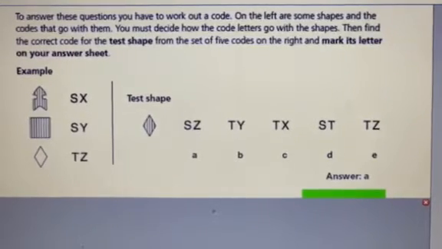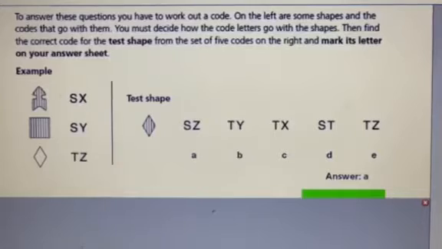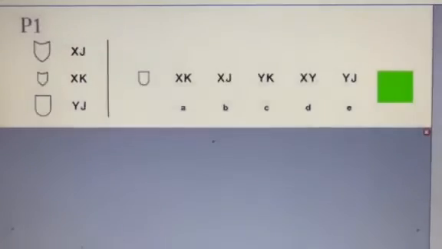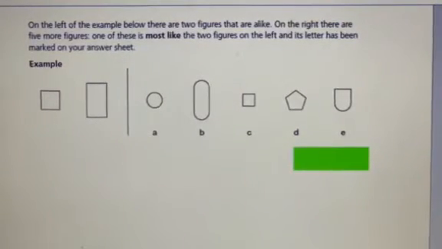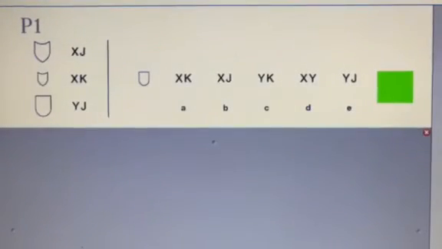Now the next ones you're going to have a try on your own. Have a look. Remember, what do the letters tell you? Does it tell you something similar about the shape? What do the letters correspond to? Stop the video if you need to.